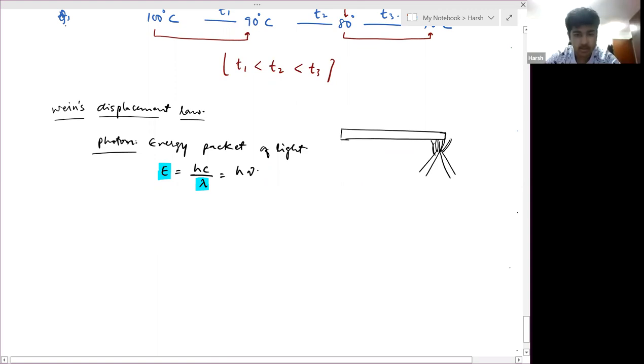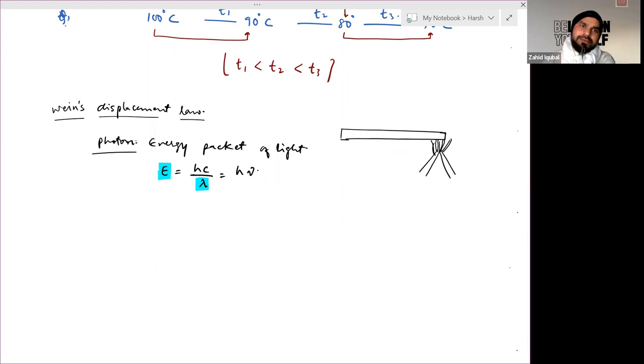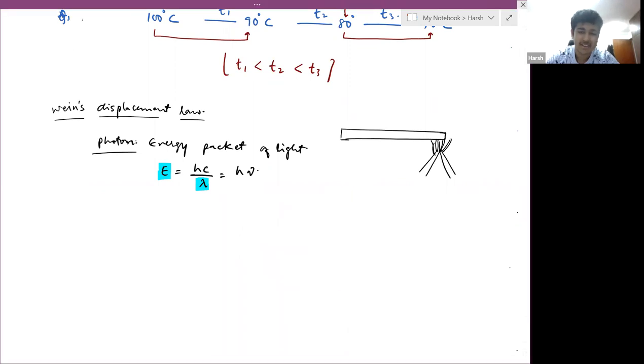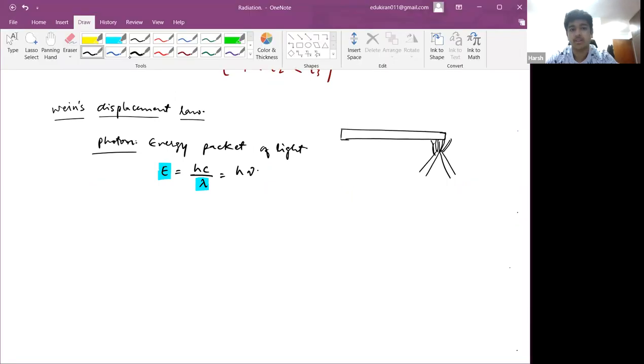On heating, red. And on further increasing temperature, the color will kind of be like orange and something. Good, good.